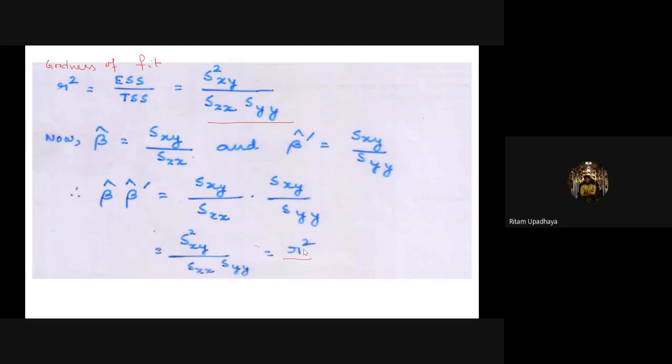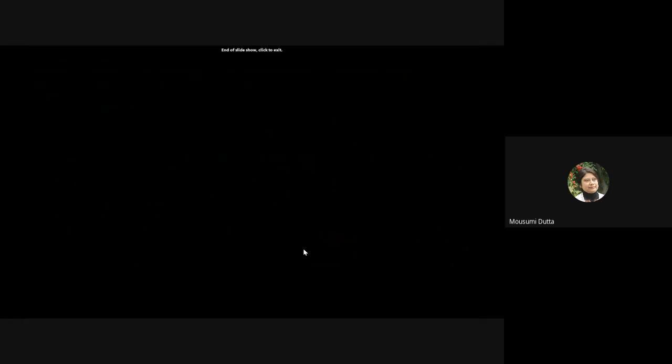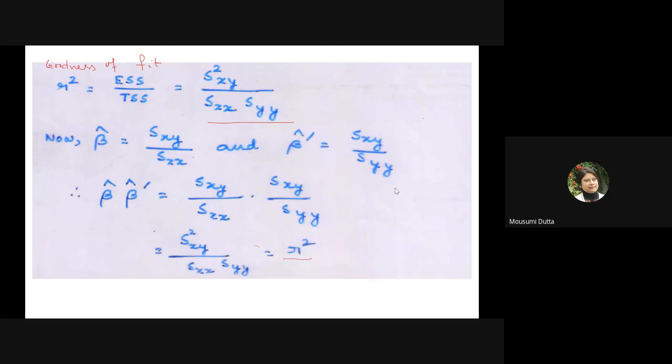Yes, ma'am. Ma'am, what is the significance of the result that beta hat into beta hat prime is equal to R square? Many a time we need this, that the regression coefficient of yi on xi multiplied with that of xi on yi is equal to R square. You will find that in our regression analysis, many a time we use this relation. Actually, I told you to check Madala's problem number 4. Just now I'll move to problem number 4 in Madala, and you will find that we have to use this relation to prove that particular problem.